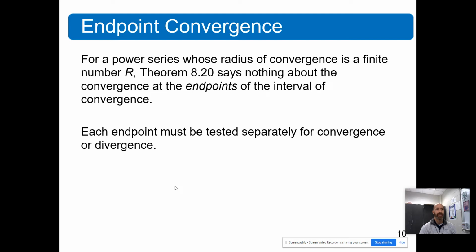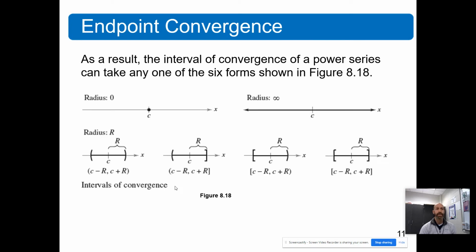For a power series whose radius of convergence is a finite number r, Theorem 8.20 says nothing about the convergence at the endpoints. It just tells us that within that radius it converges. Each endpoint must be tested separately for convergence or divergence. So that gives us 6 scenarios. If the radius is 0, like we just saw in the last example, then it only converges at c. If the radius of convergence is infinity, then it converges for all x's.